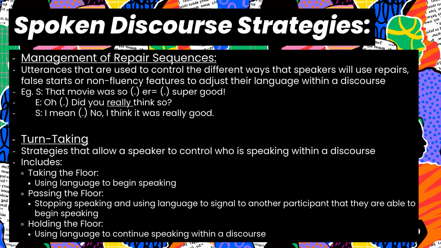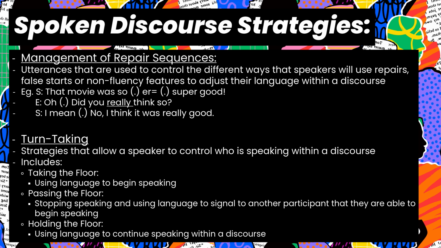Next up, we have management of repair sequences. Now, this refers to the utterances that are used by speakers to control the different ways that they'll use repairs, false starts, or other non-fluency features to adjust their language within a discourse. So, if you've watched our video on spoken discourse features, you'll know all about these non-fluency features. And it's really important to remember that the difference between non-fluency features as a spoken discourse feature and management of repair sequences as a spoken discourse strategy is that the spoken discourse feature is referring to the use of the specific language feature. So that's being able to identify a repair, a false start, or another non-fluency feature.